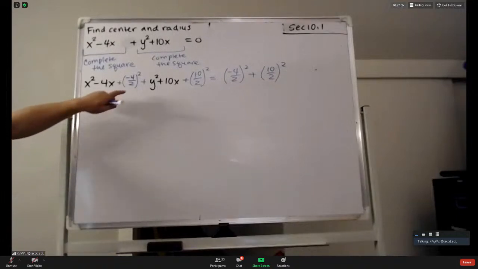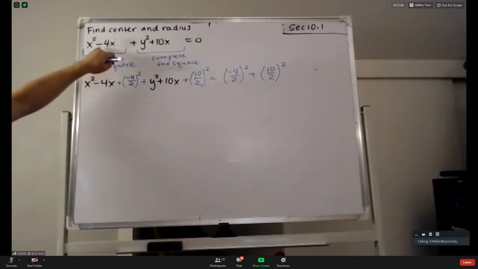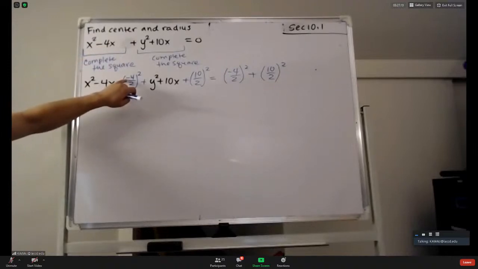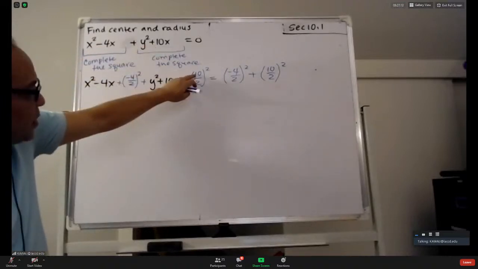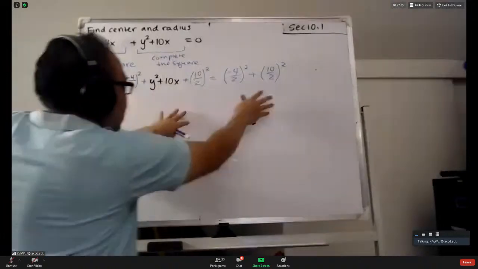Okay, so we're going to add the b divided by 2. So this is negative, that's why the inside of that's negative. This is positive, which is why that's positive. So we're going to add that to both sides.